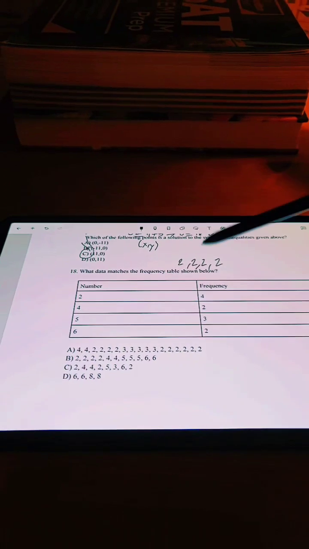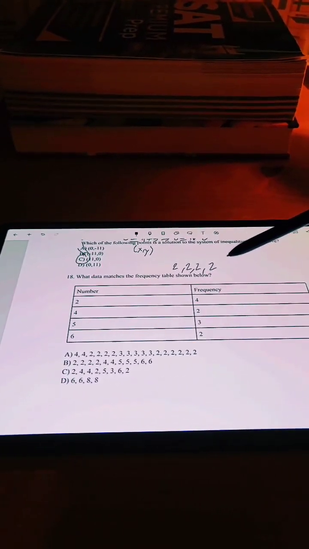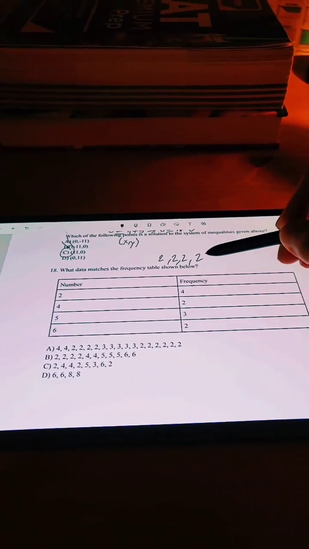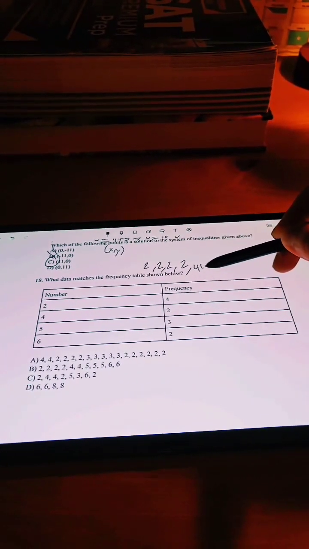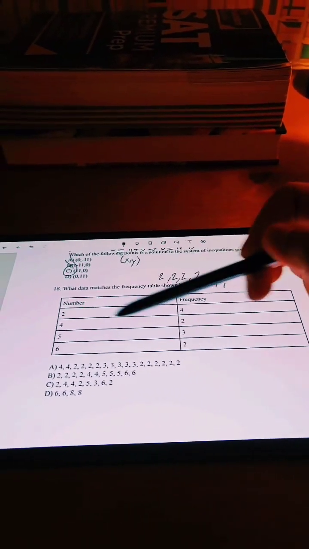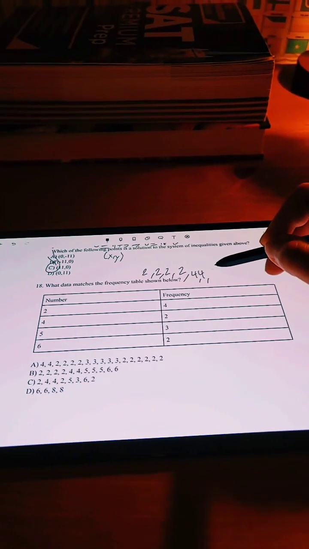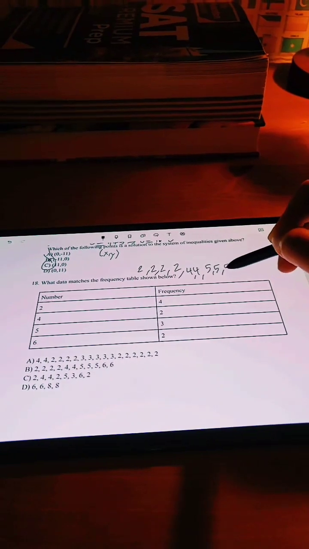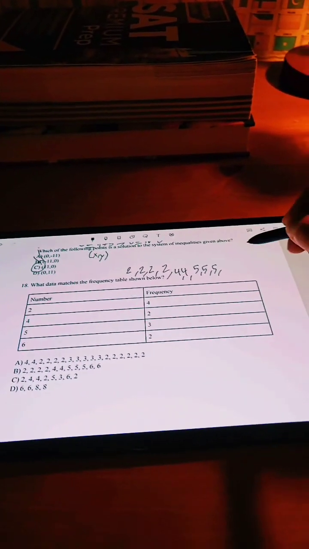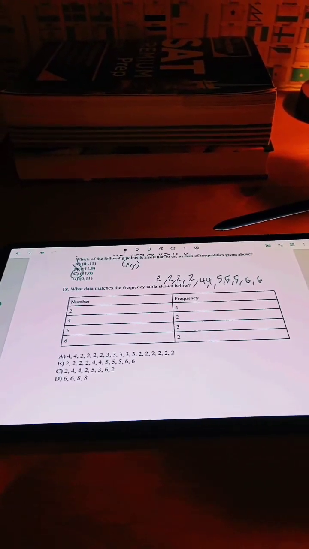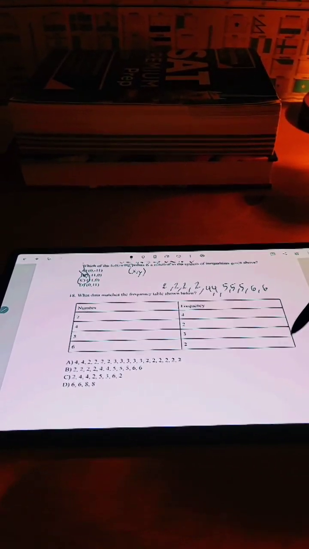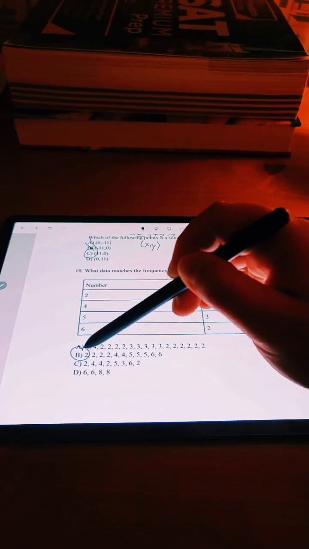Or sometimes we'll call it a value instead of a number, but same thing. So I'm looking for something that has 4 different 2s, and then 2 different 4s, and then 3 different 5s, and then 2 different 6s. So let's see which one says that. So then that would just be B right there.